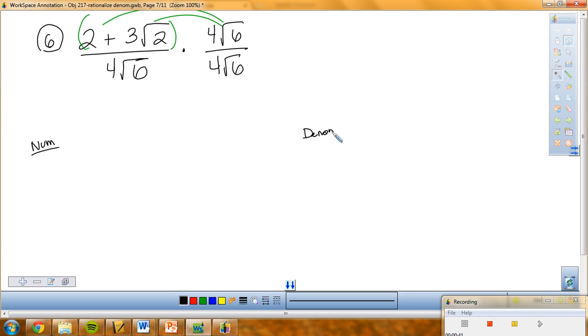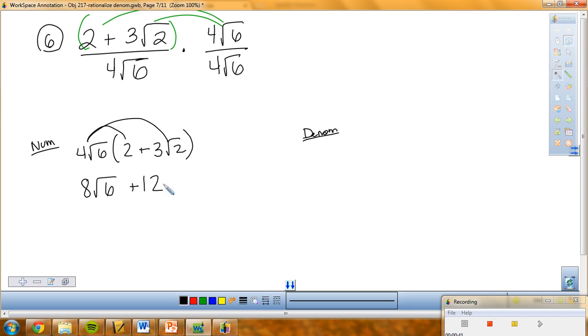So my numerator, I'm going to have 4 the square root of 6 times 2 plus 3 the square root of 2. So I'm going to follow my multiplication rules. 4 times 2, they're both outside, is 8. Square root of 6 stays inside. 4 times 3 is 12 outside. 6 and 2 stay inside, which is 12.